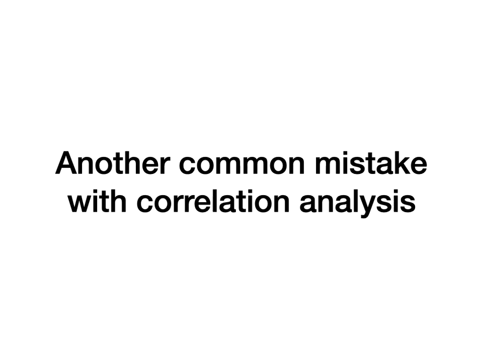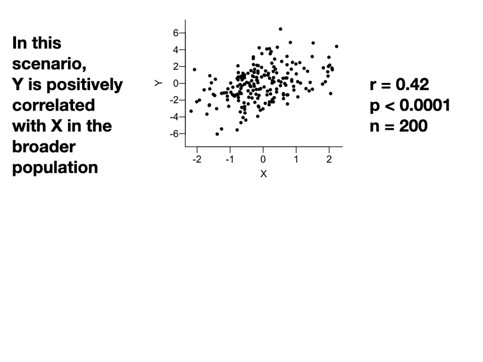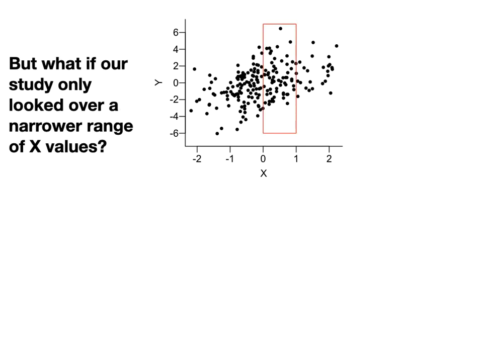Okay, here's another common mistake with correlation analysis, and it's very much related to the idea of extrapolation. In this scenario, we know that Y is positively correlated with X, and let's pretend that this is our population, all of these 200 individuals. And let's say that our sample only captured a narrower range of X values. You could imagine X was age, and we only sampled people of a certain range of ages within the broader range in the population.